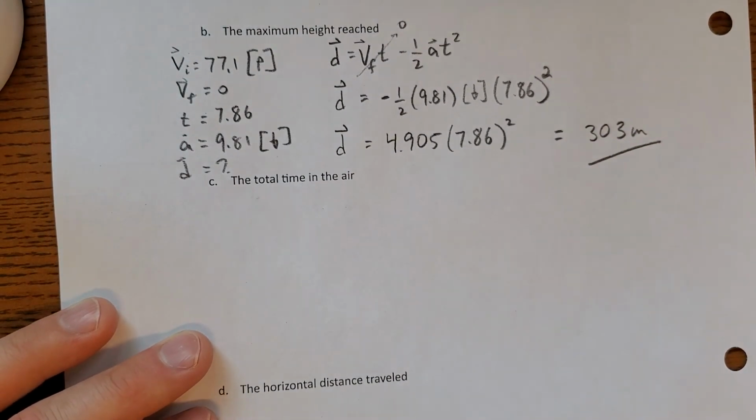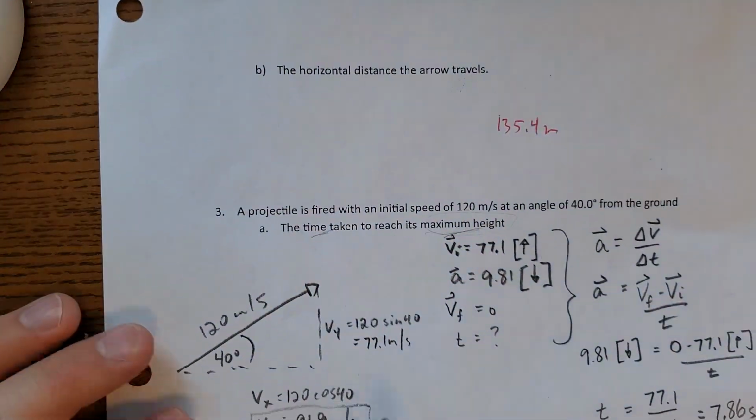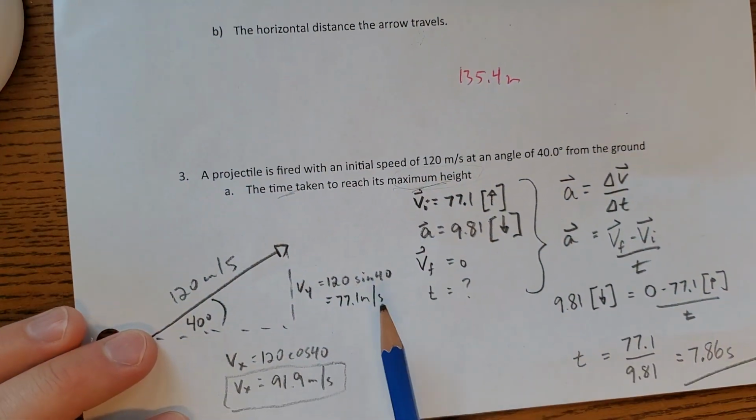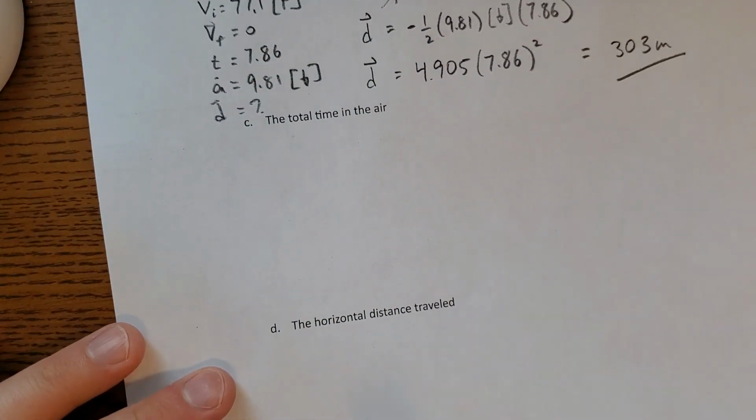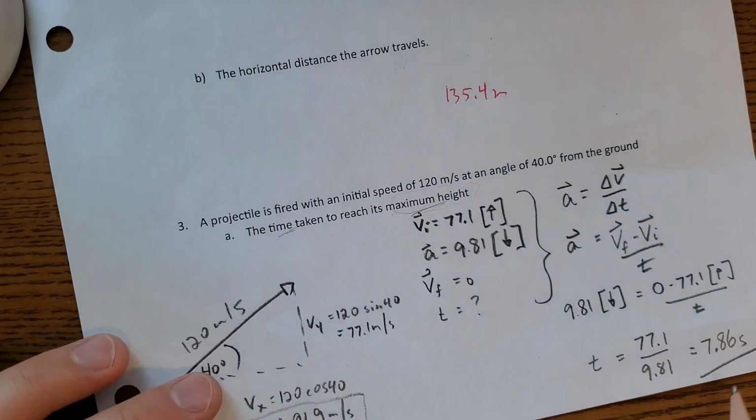And I'm just going to point out, this thing's moving 77.1 meters per second up, that's incredibly fast. We're talking over 200 kilometers per hour. So, total time in air. Well, that's a weird one to have after B.